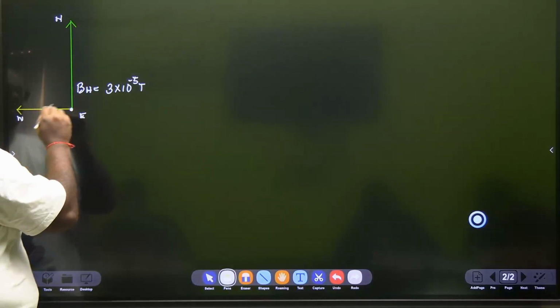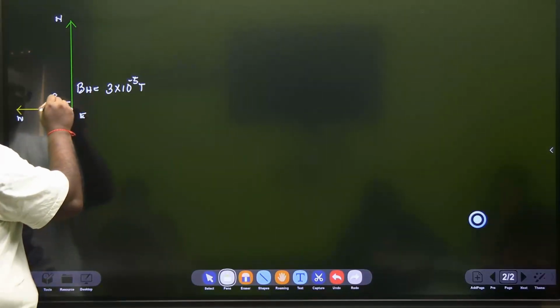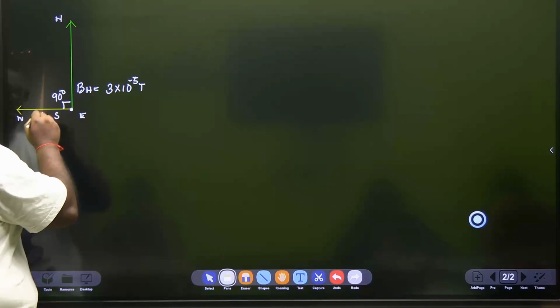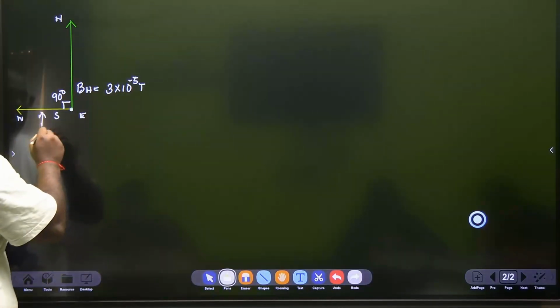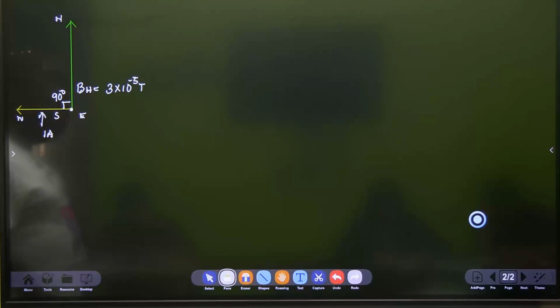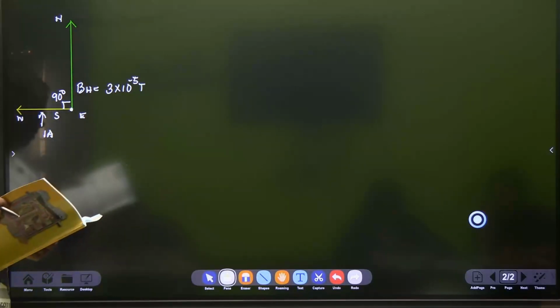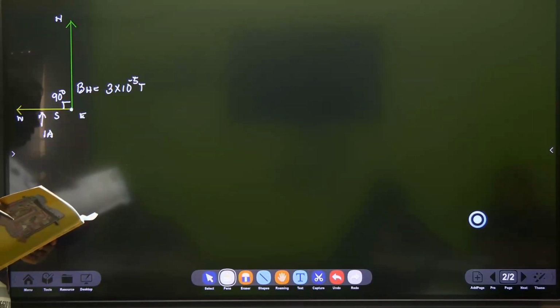going from east to west. So definitely the angle between them will be how much? 90 degrees, and the current that this one is carrying is around 1 ampere. I am supposed to find out what is the force per unit length on it.